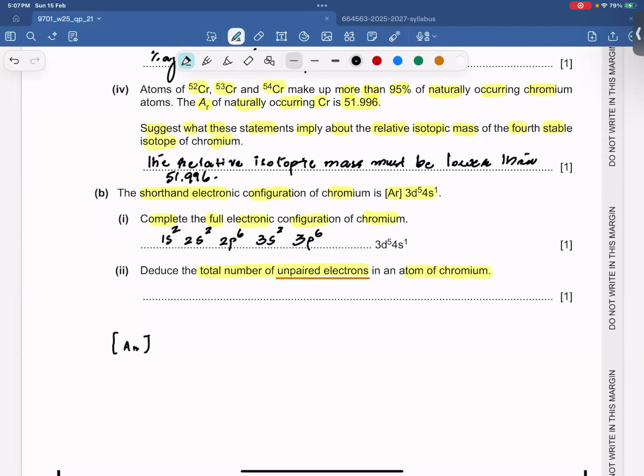Argon shows 18 electrons. This is 3d and this is 4s. You know, chromium follows the half-filled orbital concept, which is why 4s contains 1 electron and 3d contains 5 electrons. So the total unpaired electrons of chromium is going to be 6. Okay. Let's move on to the next page.